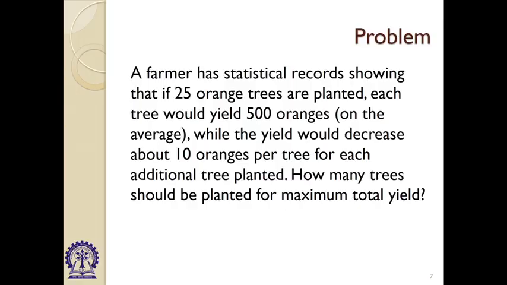For the normal case, we are getting 500 oranges from a tree. Okay? Now, the next information is, if we plant one tree extra, from each tree 10 oranges will be reduced. That means we will get 500 minus 10 from each plant. Now, the question is how many trees should be planted so that maximum yield will come. Now, let us construct this problem, we have to just construct a function for solving this.